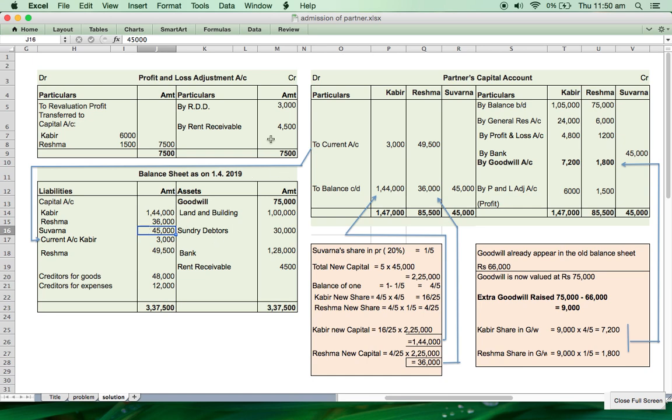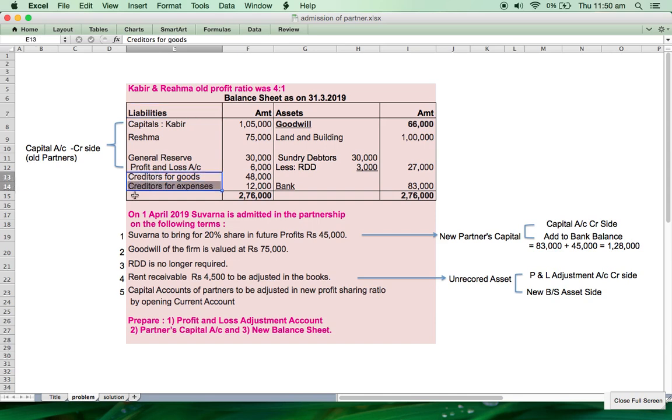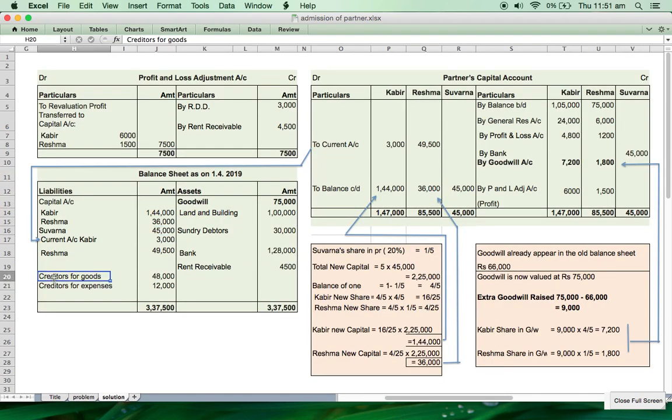After giving effect to revaluation adjustments and capital adjustments, we are going to check the old balance sheet, and if there are any assets or liabilities which are unaffected by these adjustments, we are going to write their balances in the new balance sheet as it is. So at the liability side, you would find creditors for goods, creditors for expenses, which are not affected by any of these adjustments. So these amounts we are going to write in the new balance sheet as it is. Creditors for goods 48,000, creditors for expenses 12,000, both amounts directly in the outer column.